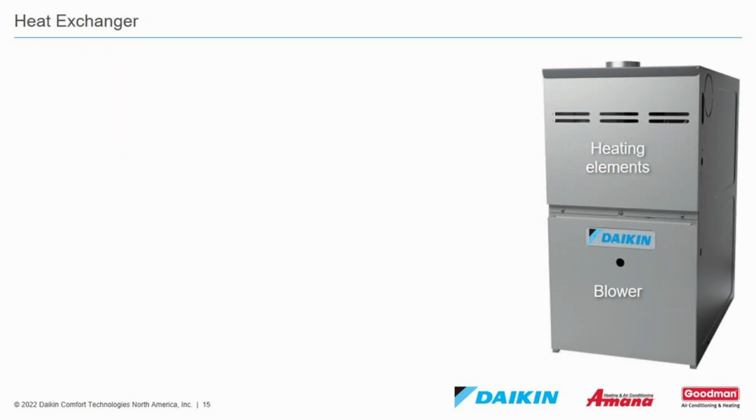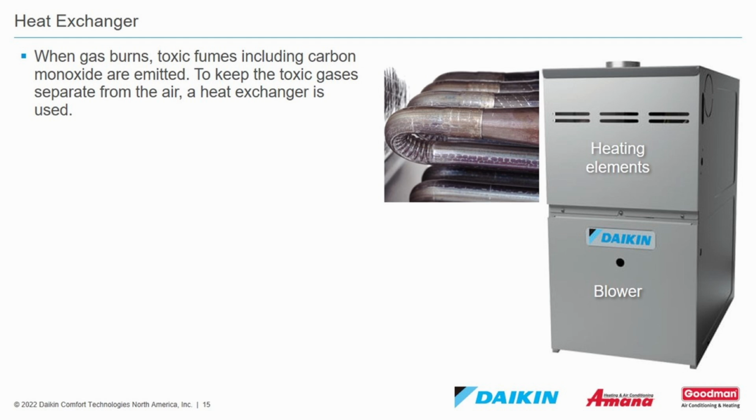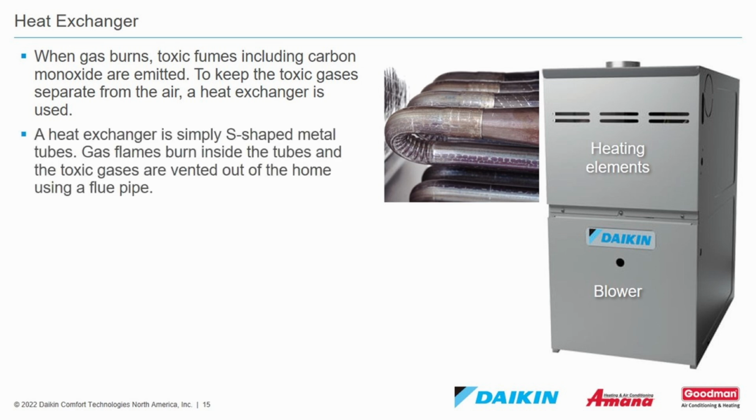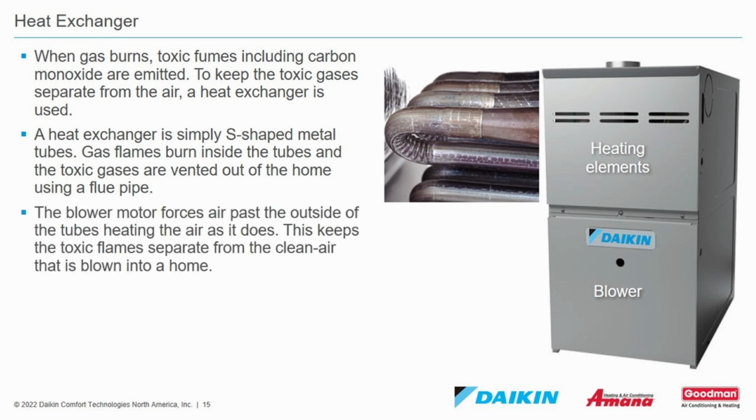The heat exchanger. When gas burns, toxic fumes, including carbon monoxide, are emitted. To keep those toxic gases separate from the air, the heat exchanger is used. A heat exchanger is simply S-shaped metal tubes. Gas burns inside the tubes, and the toxic gases are vented out of the home using a flue pipe. The blower motor forces air past the outside of the tubes, heating the air as it does. This keeps the toxic flames separate from the clean air that is blown into the home.